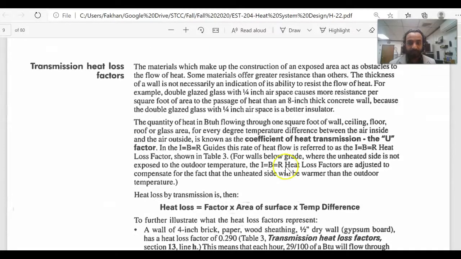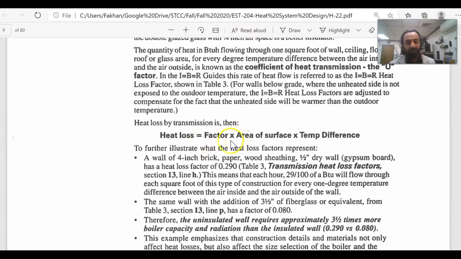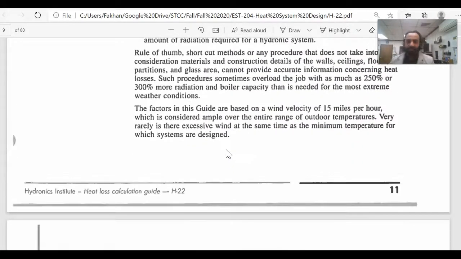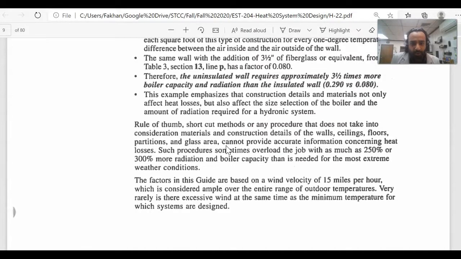Okay. For the transmission, we are concerned with surface area, because again, this is the factor. I usually say Q equals A times U times delta T. It's kind of the same. So they are reversed. U is the factor, and surface area is the area that's exposed to the outside. And they give you table 3, and lines and all the capacities. As a rule of thumb here, they say shortcut methods and procedures do not take into consideration material and construction details of the wall, ceiling, and floor. So these are a ballpark.